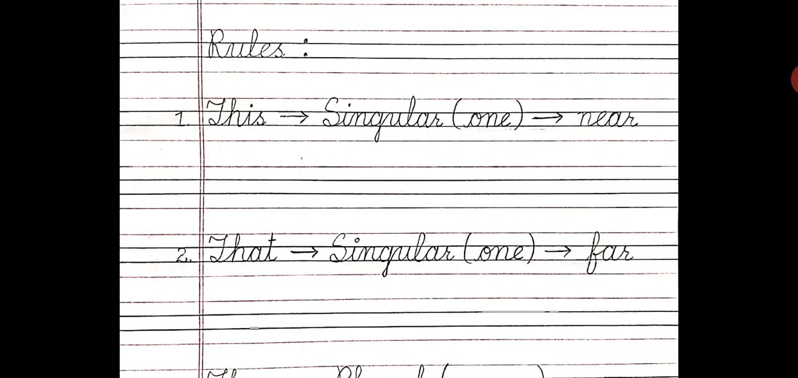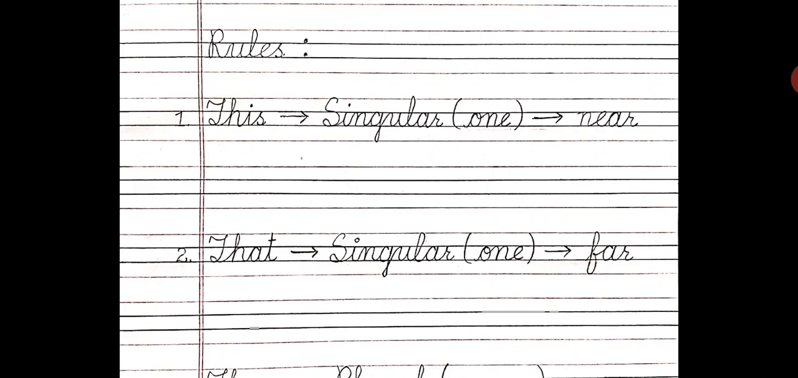So according to this rule, you will use the demonstrative pronoun this when anything is singular or 1 in number and when it is kept near to you. Fine. Then leave one line and write the second demonstrative pronoun, that is that. Then put an arrow and write singular and in brackets write 1. Then again put an arrow and write far.